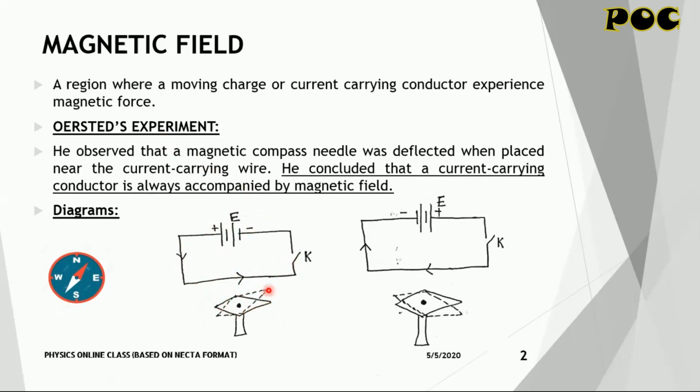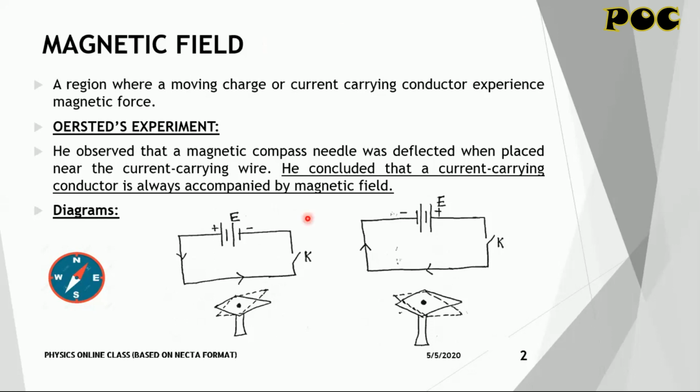Now, when the current was flowing through the conductor, the compass needle deflected in one direction. And when he reversed the current to the other direction, the compass needle also changed the direction of deflection. We summarize by saying that he observed that a magnetic compass needle was deflected when placed near a current carrying wire. And he concluded that a current carrying conductor is always accompanied by a magnetic field.